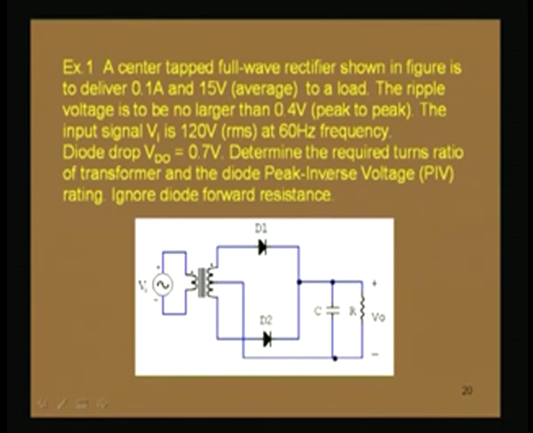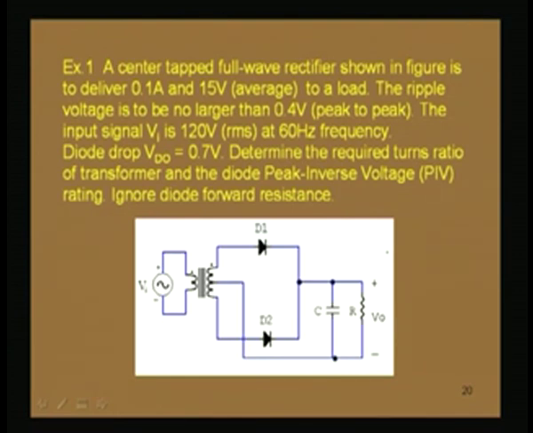And you are to determine the required turns ratio of the transformer and the diode peak inverse voltage rating, and ignore diode forward resistance. So, in this circuit, now try this example. Here a center tap full wave rectifier is shown, which is to deliver 0.1 ampere and 15 volt average to a load. Now, the ripple voltage is to be no larger than 0.4 volt peak to peak.